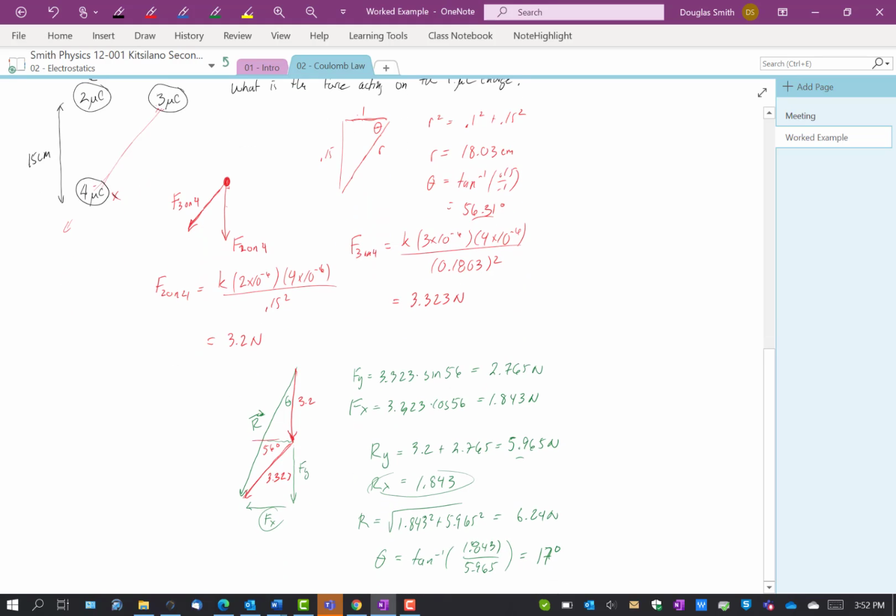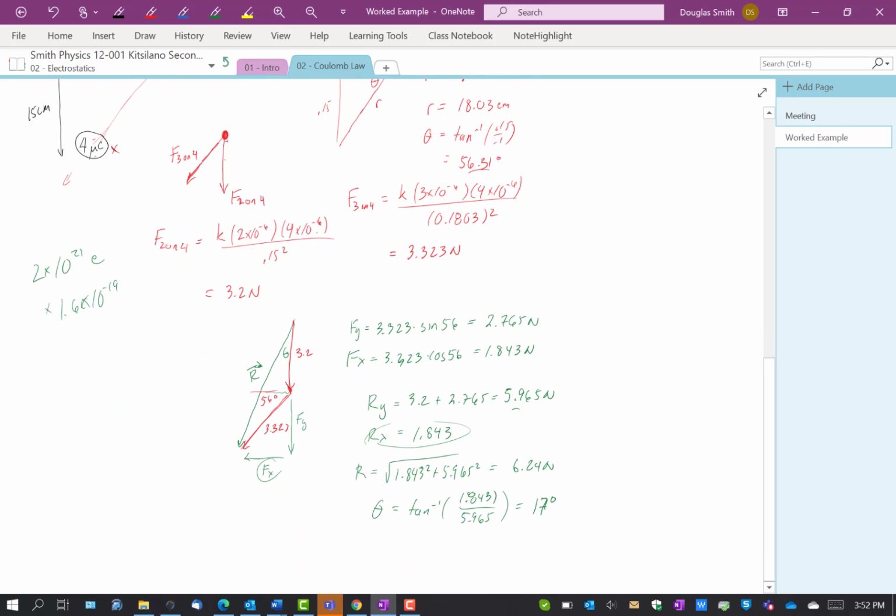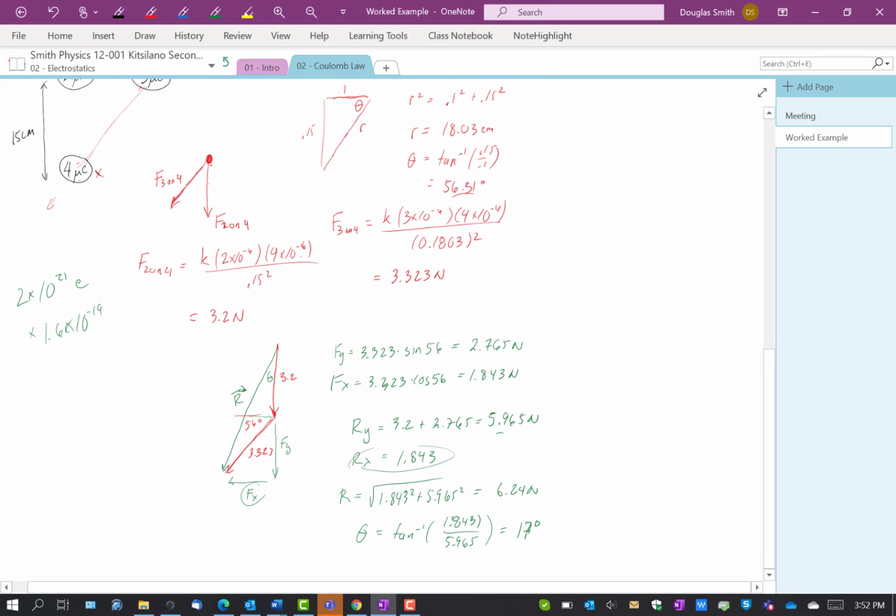Actually, there's one other thing that could make it even a little bit harder: instead of saying there's 4 coulombs, I could say there's like 2 times 10 to the power of 21 electrons. So then you'd have to multiply that by 1.6 times 10 to the negative 19 to figure out how many coulombs it is. But yeah, you won't have to do anything quite like with everything at once. Okay, there you go.